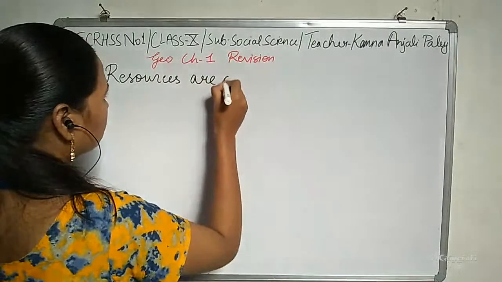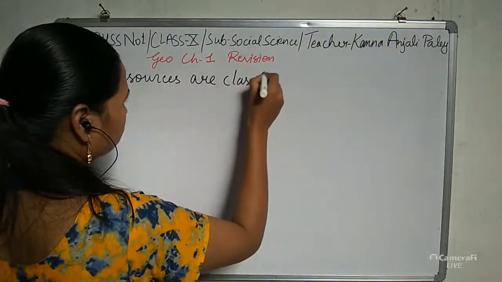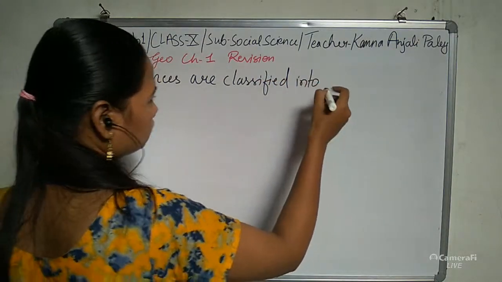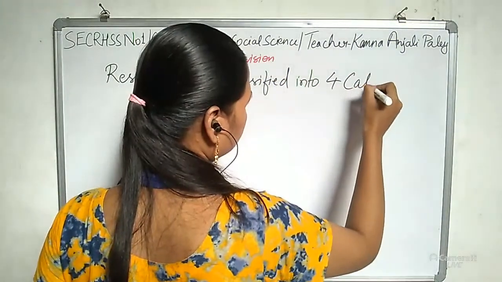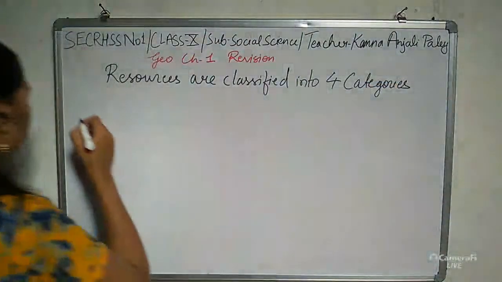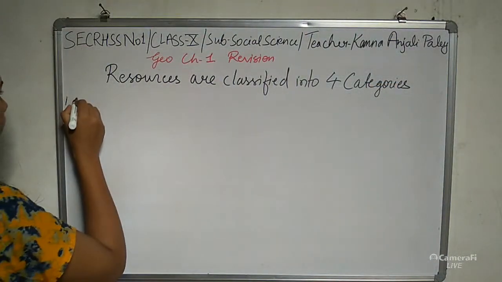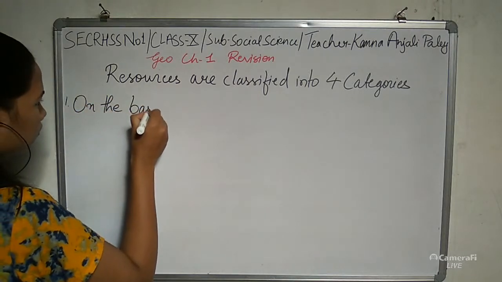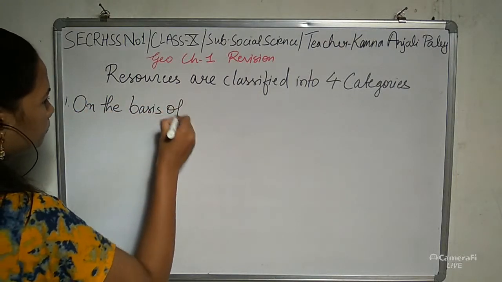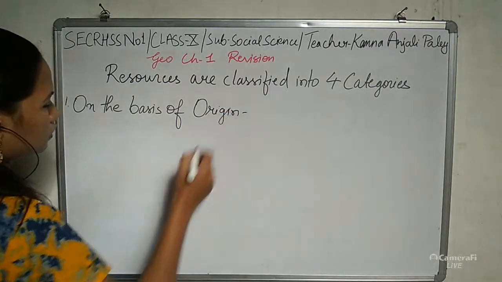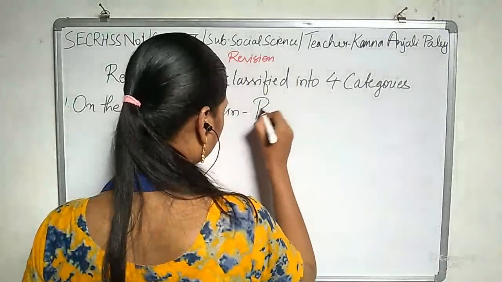Resources are classified into four categories. First, on the basis of origin, that is biotic and abiotic.